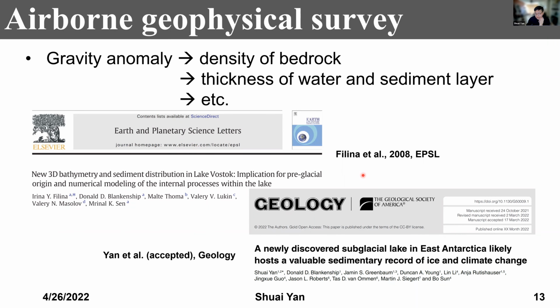Flinn et al., a former UTIG PhD student, used gravity inversion plus seismic observation and built a 3D bathymetry model for Lake Vostok. And I used the same method for another location. I'm about to show that in just a minute. That work was accepted a few weeks ago by Geology, and we are now wrapping up the production stage. So the paper should be out in either next week or the week after. So yeah, new paper alert.